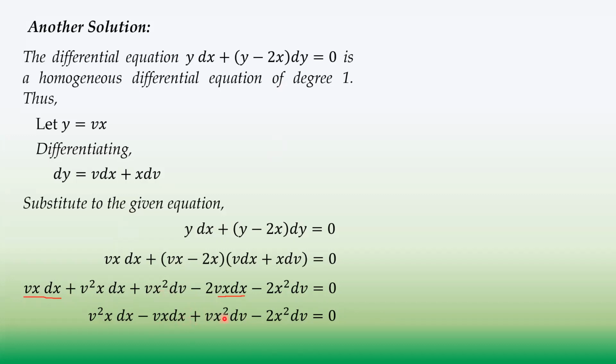Rewrite ito, vx squared dv minus 2x squared dv. So, inayos ko na siya. Magkatabi yung dx saka yung dv para madali siya i-factor mamaya. Pagka tayo ay magse-separate na ng variables. So, ganun lagi. Ayusin nyo muna. Magkakatabi dapat ang dx at saka ang dv para madaling ayusin. Again, we have v squared x dx minus vx dx plus vx squared dv minus 2x squared dv equals 0. Yan yung ating kaninang solution.